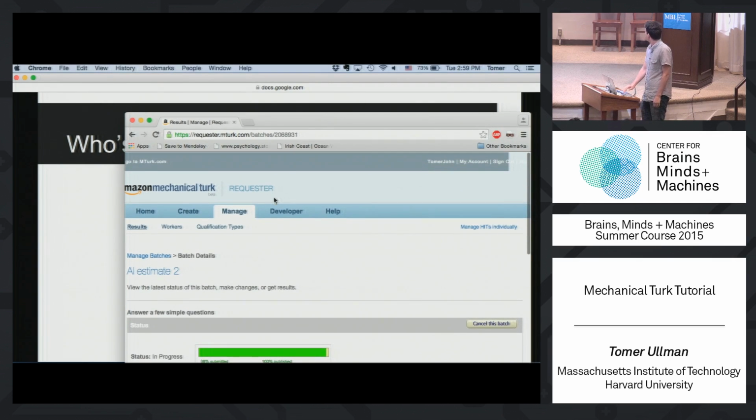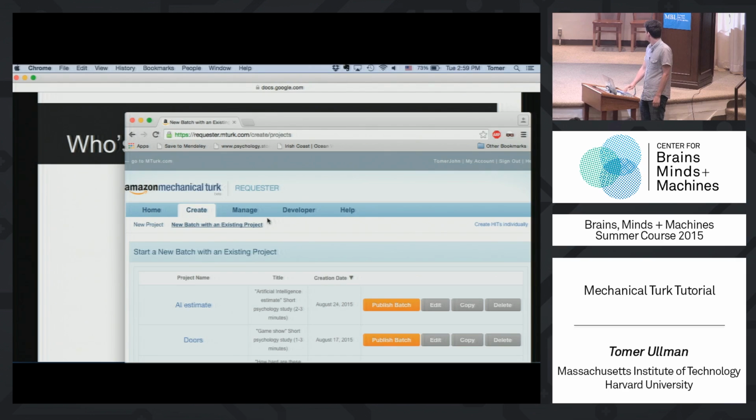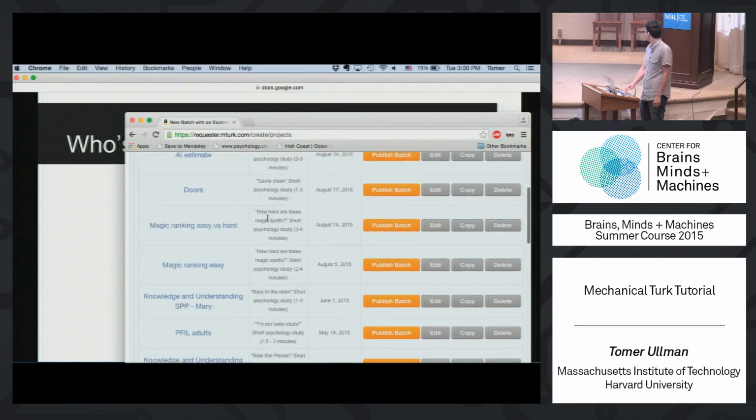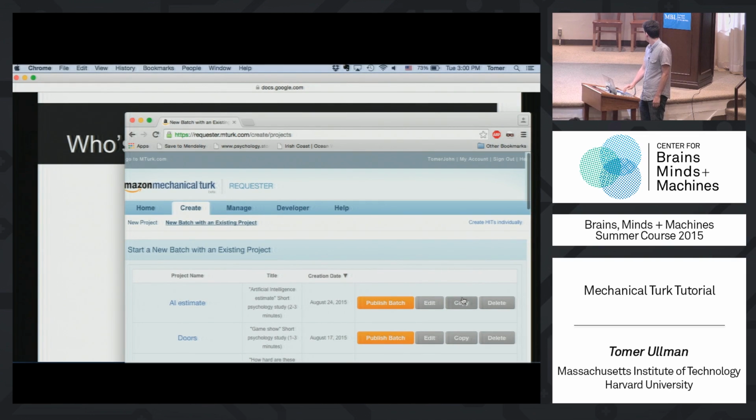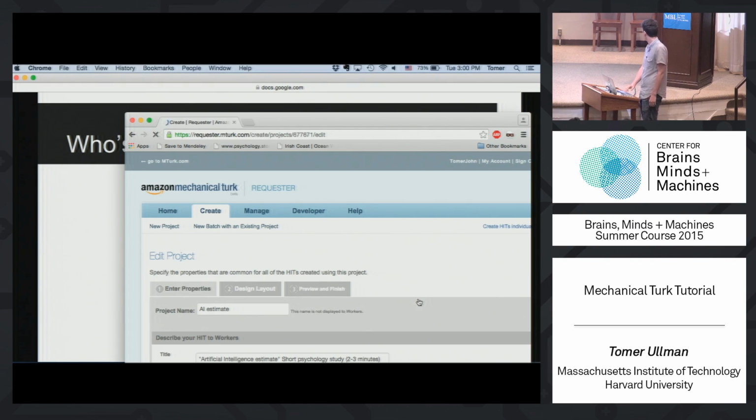Okay. So let's go to something like create, right? This is what the requester page looks like. Here's all sorts of projects that I run on Amazon Mechanical Turk. And you would do something like new, or you would copy something from something old that you already did. Let's just edit that and show you some examples of what you can do.